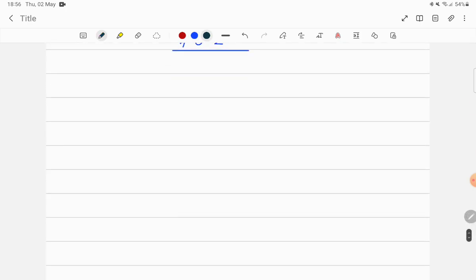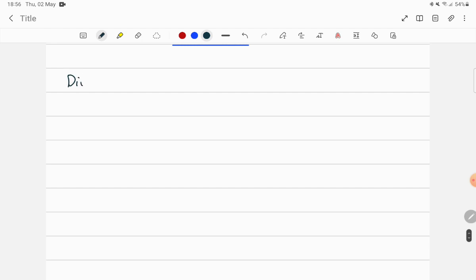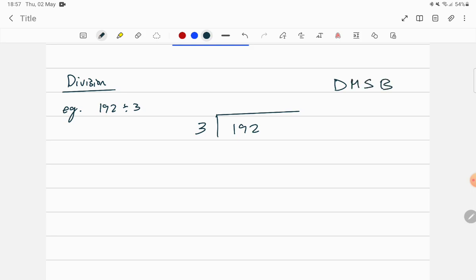Then moving on to division. Dividing now, this is your long division. It comes into play here. So for example, if you look at a quick example, 192 divided by 3. Here 192 would go inside the division block, and 3 would go on the outside, and then that's where you would start. Based on the acronym Daddy, Mommy, Sister, Brother, so division first.